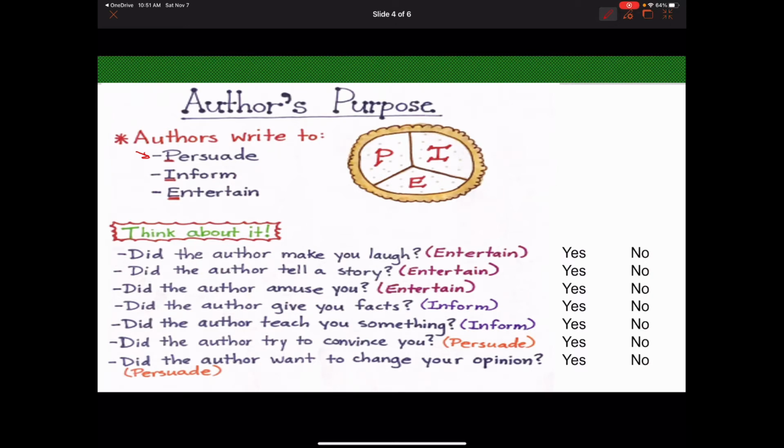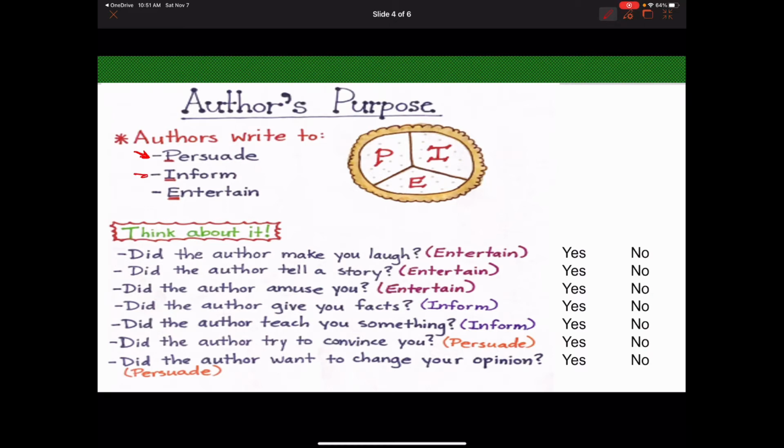So for example, if you go to your mom and you say, "Mom, can we please have pizza for dinner?" And then you try to tell her why you should have pizza, like, "Oh, we could have leftovers for lunch the next day," or "You wouldn't have to cook tonight, Mom." You are trying to persuade her to think the same way that you do, to agree that you should have pizza for dinner. So authors sometimes try to persuade us to think a certain way.